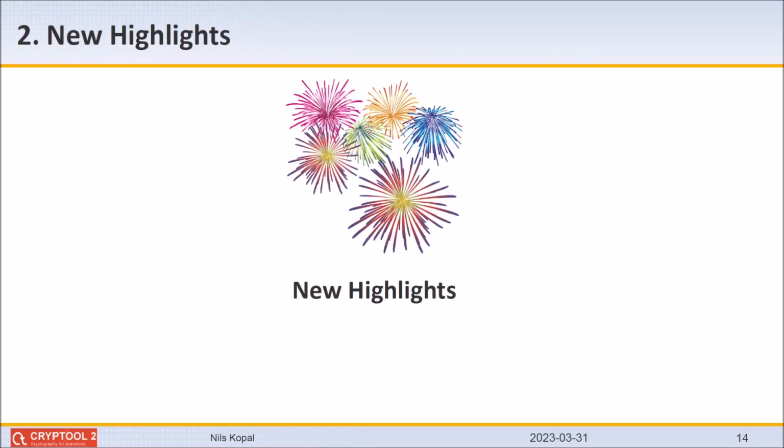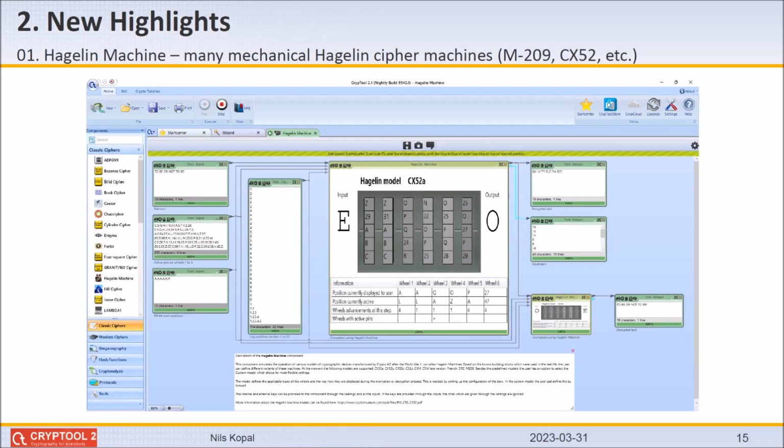Now let's have a look at new highlights of the last 3 years in CrypTool 2. The first new highlight is a Hagelin machine component. This component was written by my colleague Vasily, and it allows you to encrypt and decrypt using all mechanical Hagelin cipher machines like the M209, the CX52 and so on. You also have a nice visualization here, and you can define, of course, all the settings of the cipher machine.